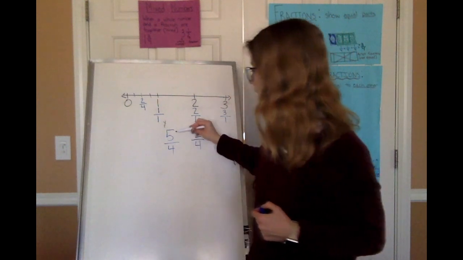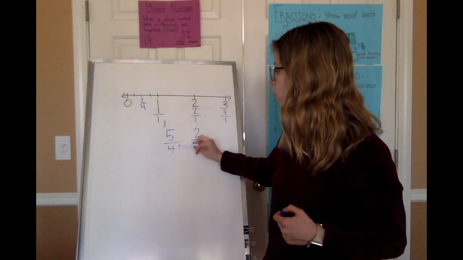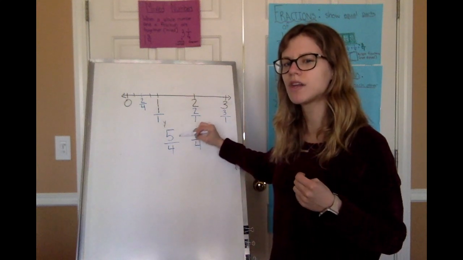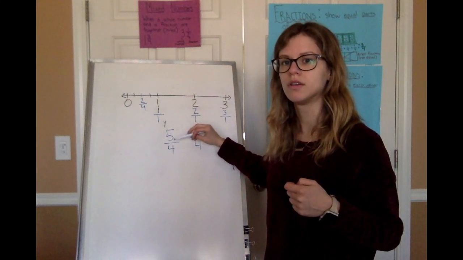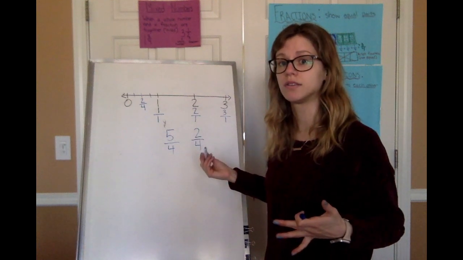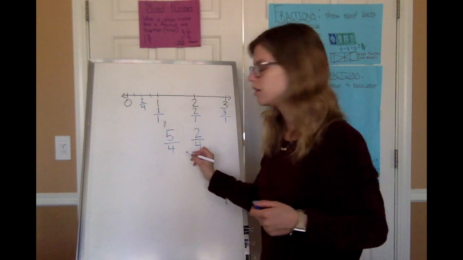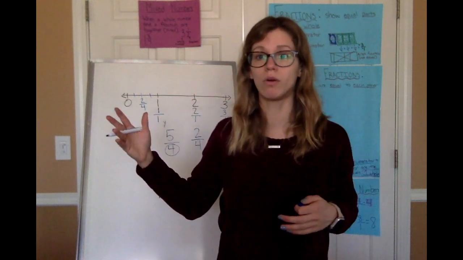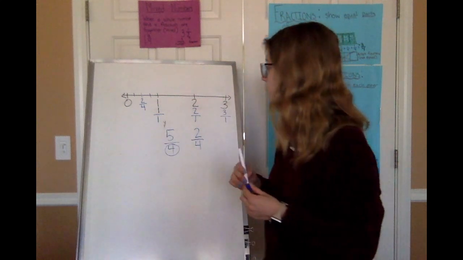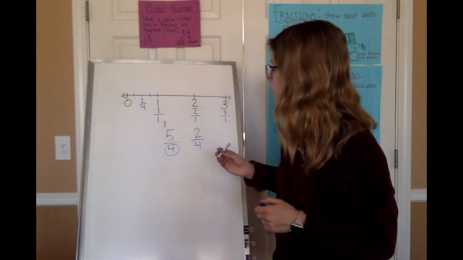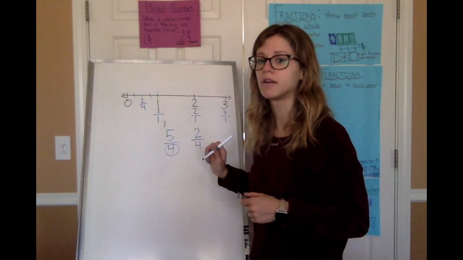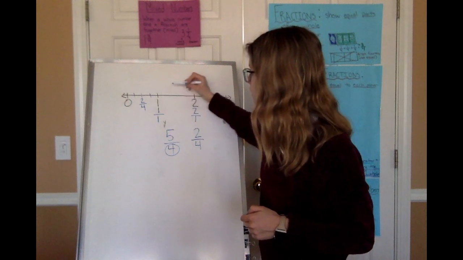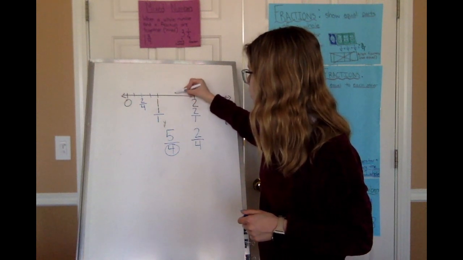5/4 would be, again, how many parts of my whole. My whole is still separated into 4, but I have a number bigger than 4. So if my number is bigger than 4, is it going to still be in one whole, or is it going to be bigger than one whole? If it's 5/4, it means it's going to be bigger than one whole. But I'm still going to separate it into 4 equal parts.